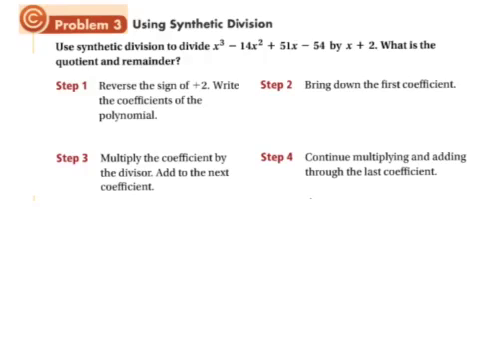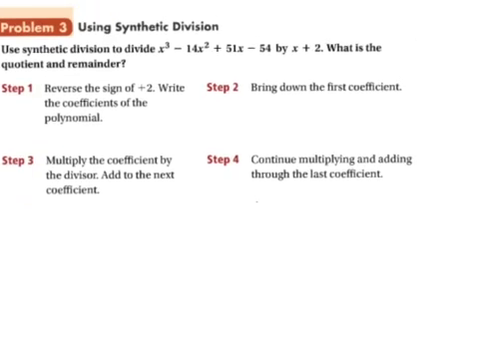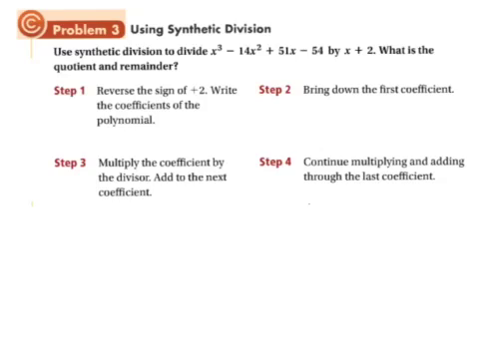So step 1, it says reverse the sign of positive 2, write the coefficients of the polynomial. Okay, so you take your divisor, this x plus 2, reverse the sign of it. So that's why we use negative 2. If that was x plus 5, then we'd use negative 5. If it was x minus 7, then we'd use 7. Okay, you reverse the sign of your divisor.